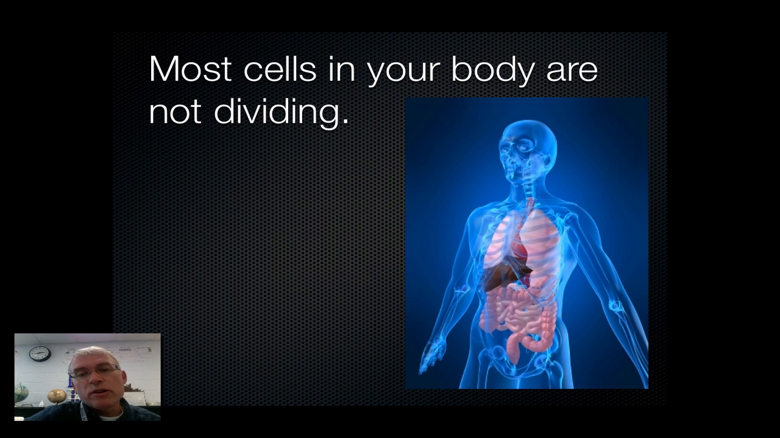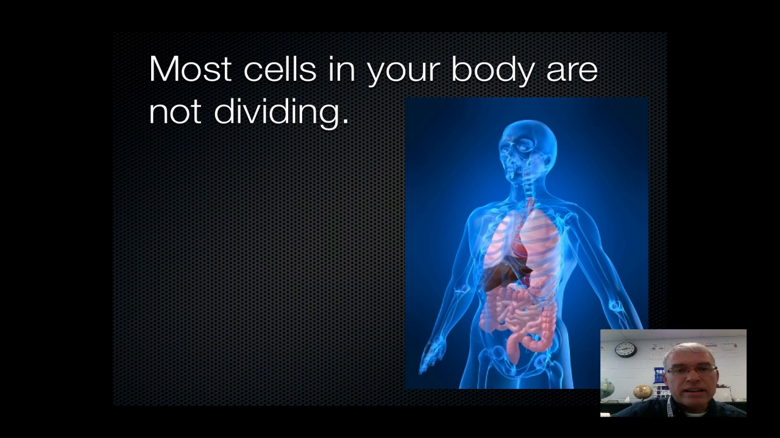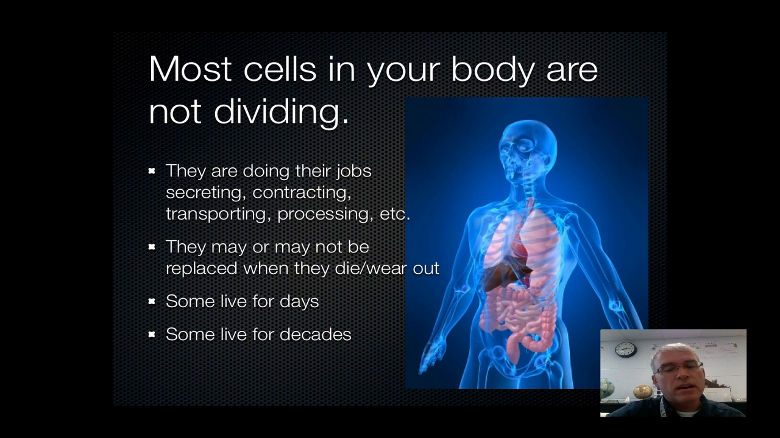Most of the cells in your body, for example, in a human body, are not dividing. They're just doing their jobs. The job might be moving stuff around, making chemicals, transportation, muscle cells contracting, like in your heart, on and on and on. They're just doing their job, but they're not actively dividing. They may or may not be replaced when they wear out or when they die.